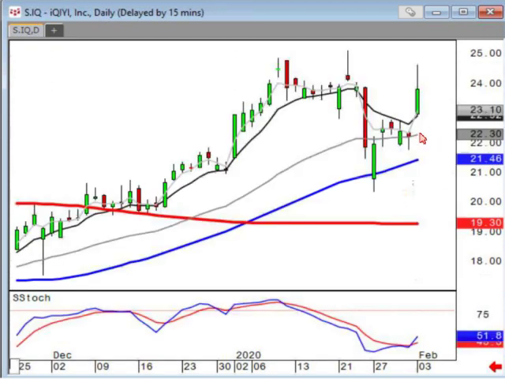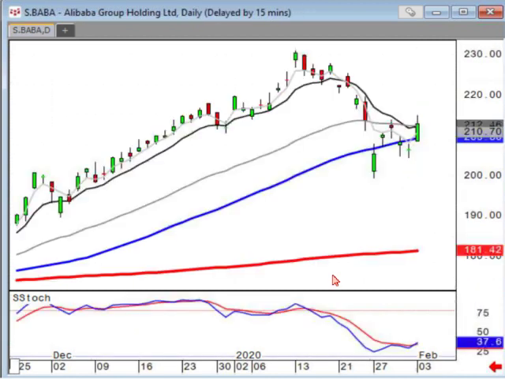IQ scenario, best friend gap up. LABA, another one that closed just above the T-line after a best friend signal. Look for this one to have the capability of coming back up into the trend.